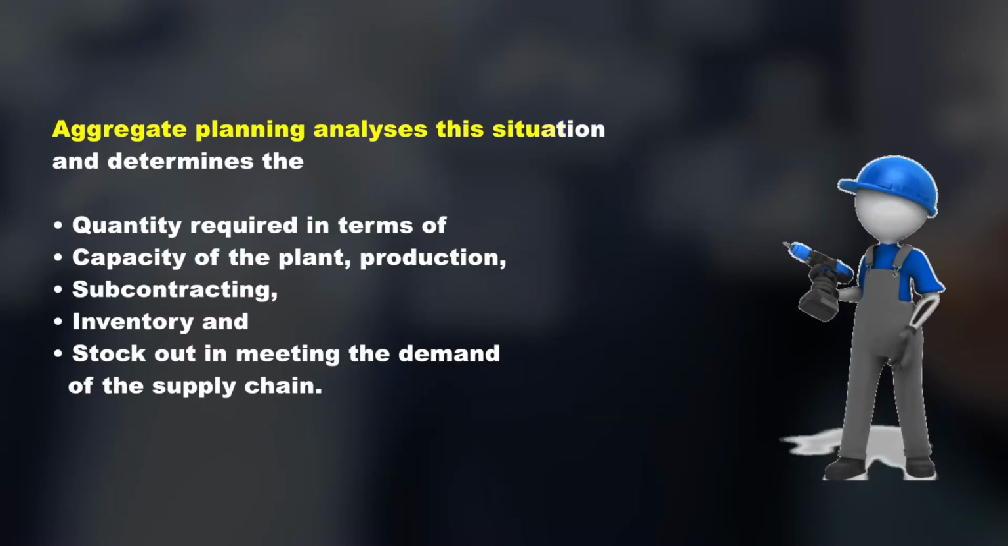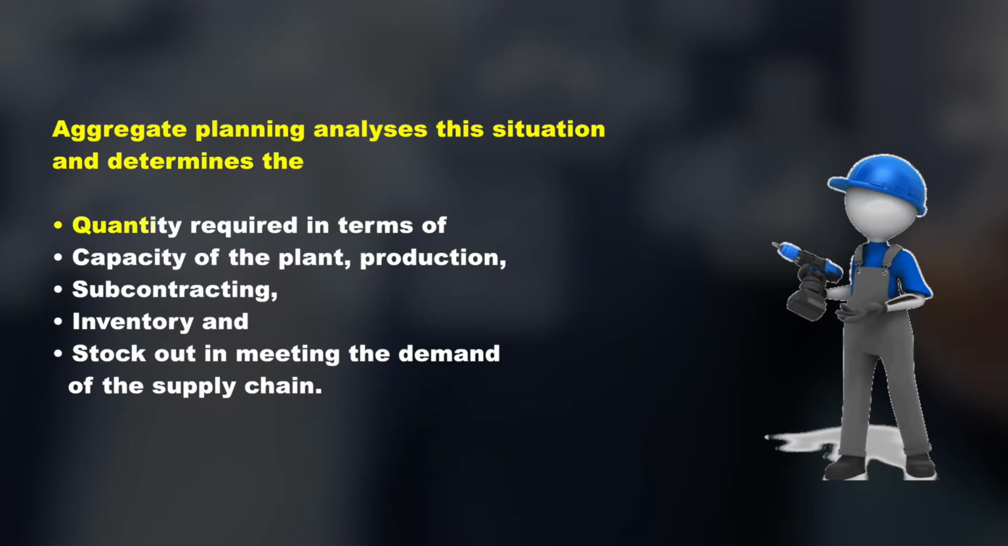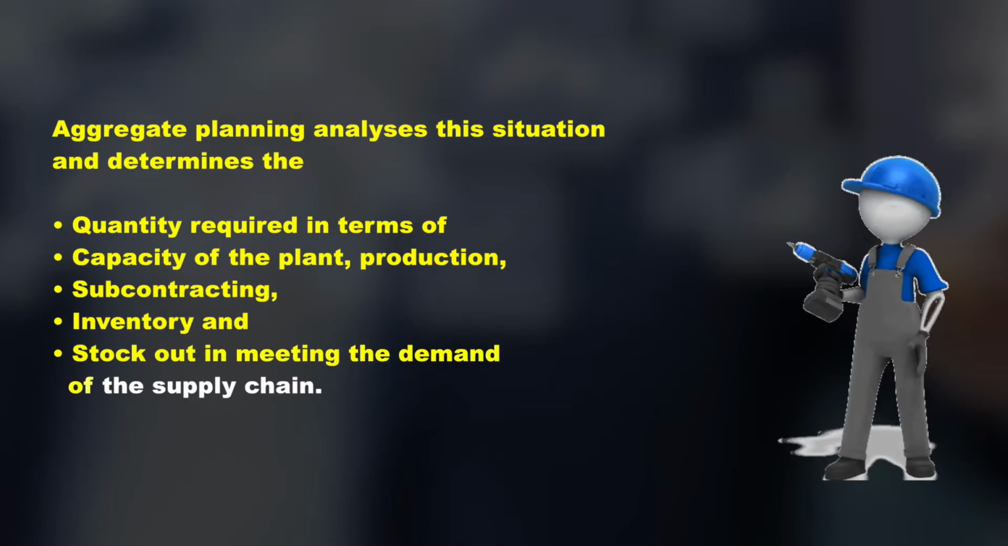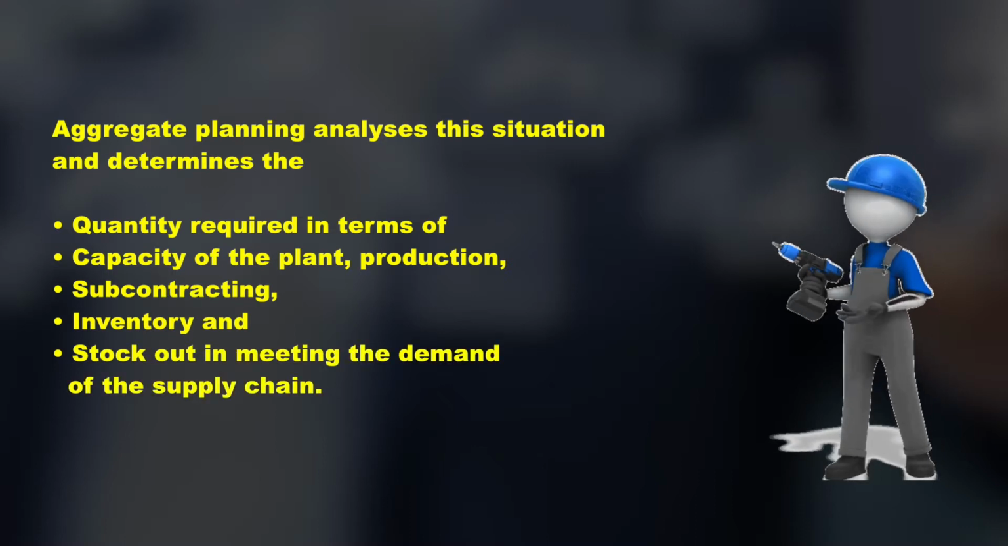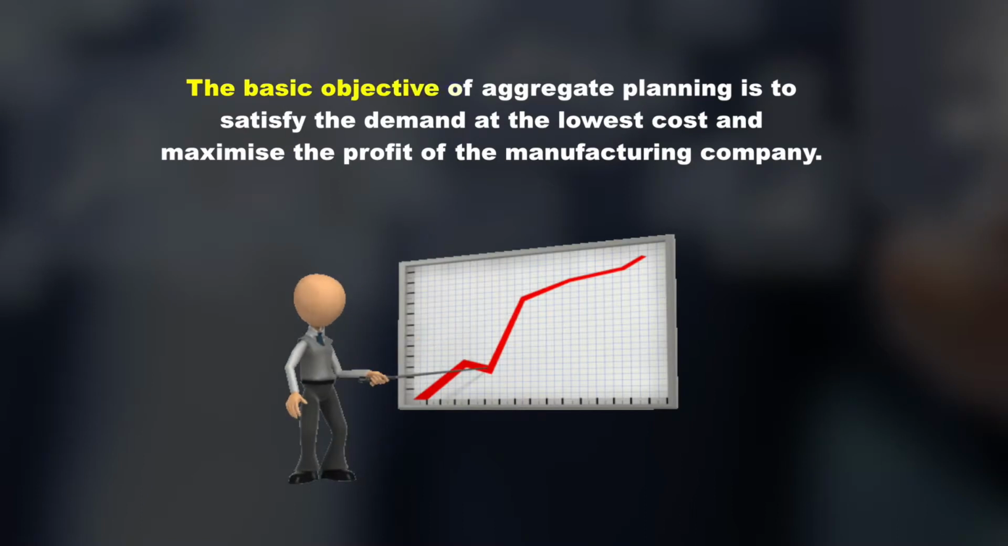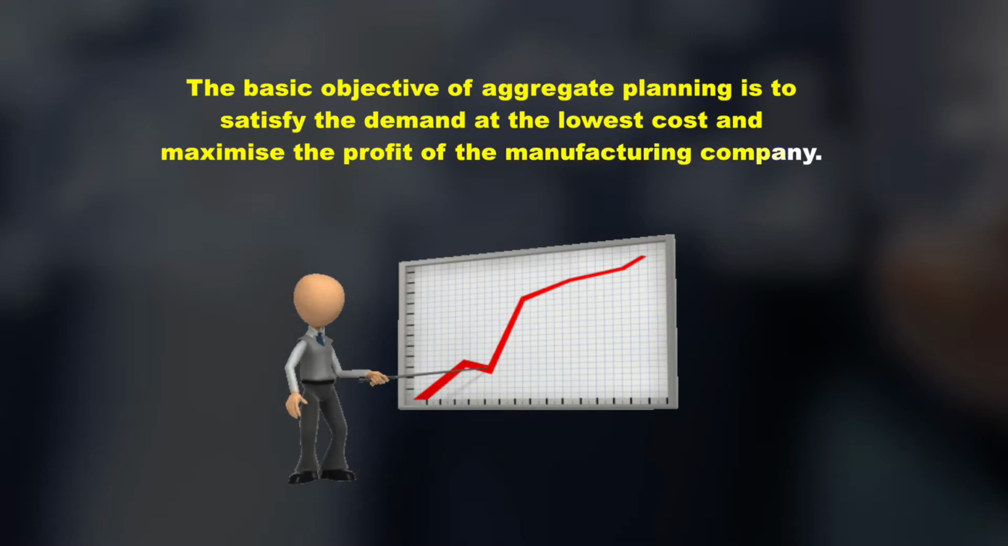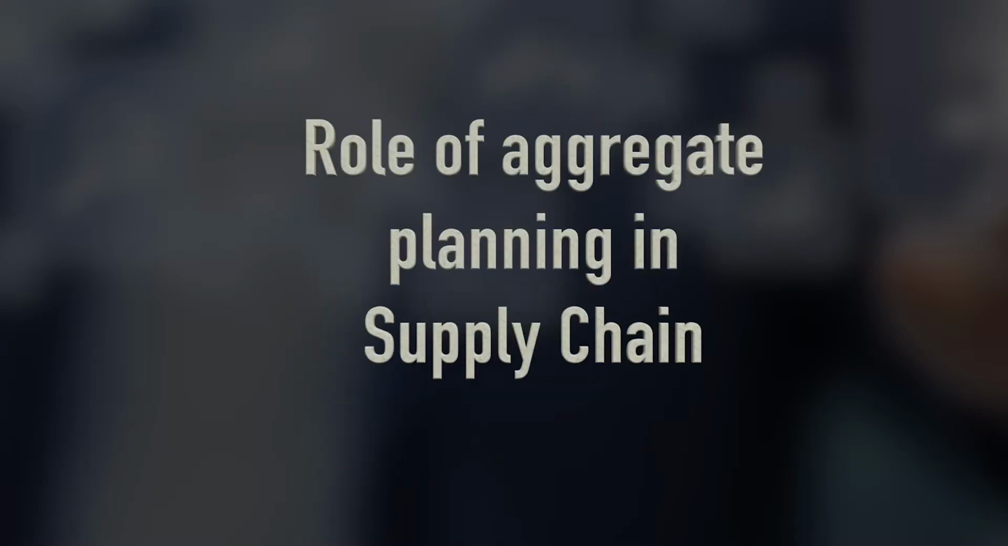Aggregate planning analyzes this situation and determines the quantity required in terms of capacity of the plant, production, subcontracting, inventory, and stockouts in meeting the demand of the supply chain. The basic objective of the aggregate planning is to satisfy the demand at the lowest cost and maximize the profit of the manufacturing company. Let us now discuss the role of aggregate planning in supply chain.